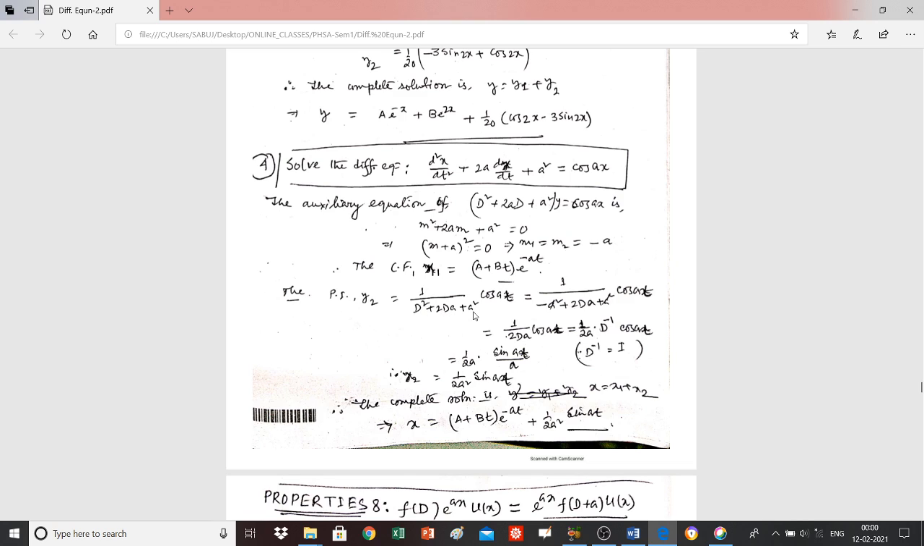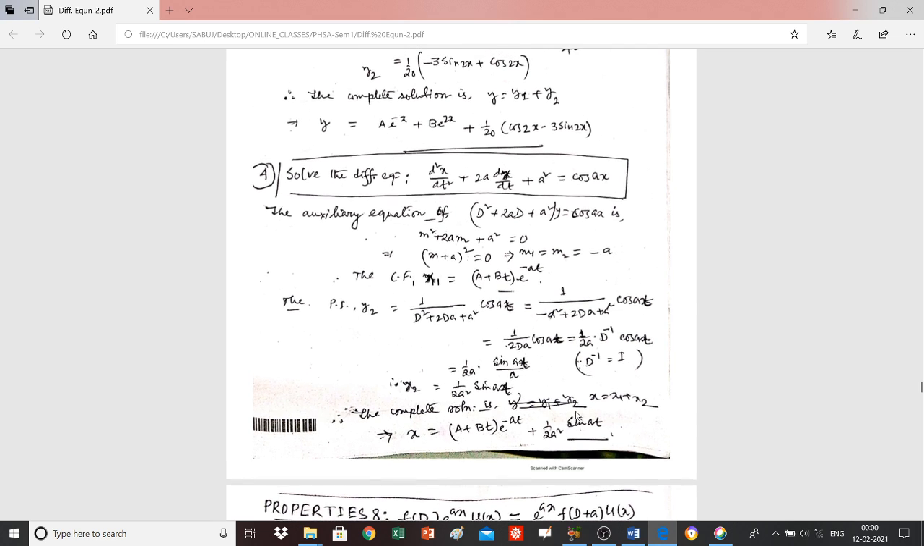(d square plus 2ad plus a square) cos at. That is, and here this d square should be replaced by minus a square, so minus a square and 2ad plus a square. This cancel each other, so 1 by 2ad cos at, that is 1 by 2a, and this is d inverse cos at, and you know that d inverse means integration. Integration of cos at will provide sin at by a. So finally x2 is equal to 1 by 2a square sin at. So the complete solution is this particular solution plus this complementary function. So (a plus bt) e to the power minus at plus 1 by 2a square sin at.